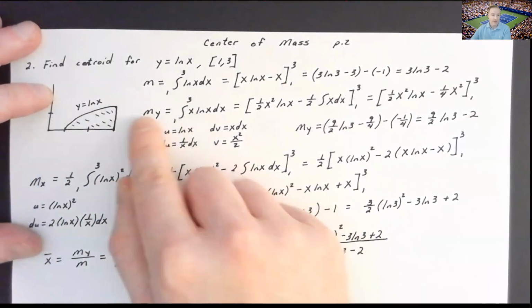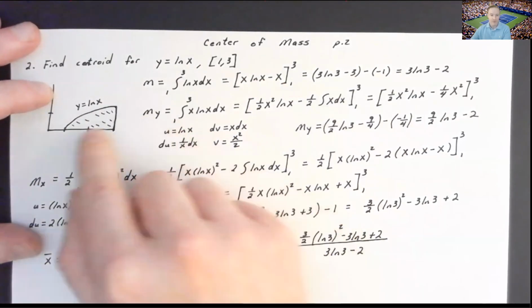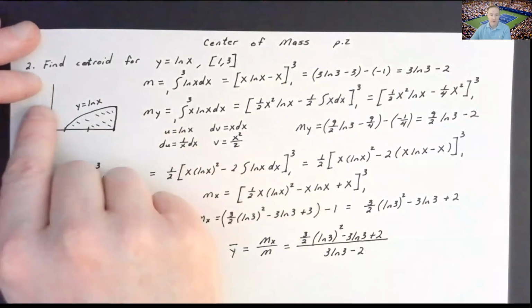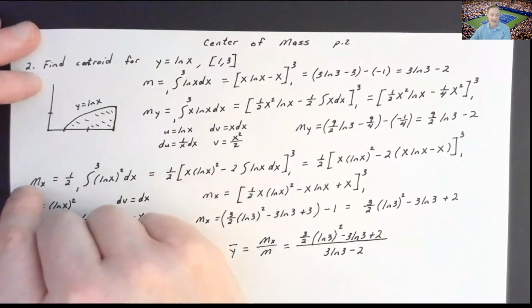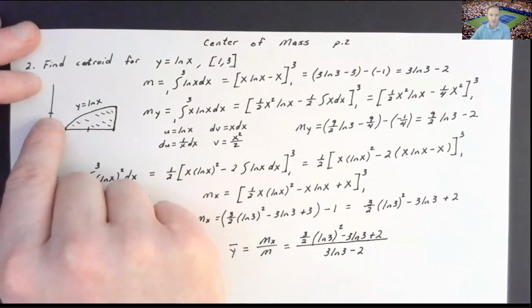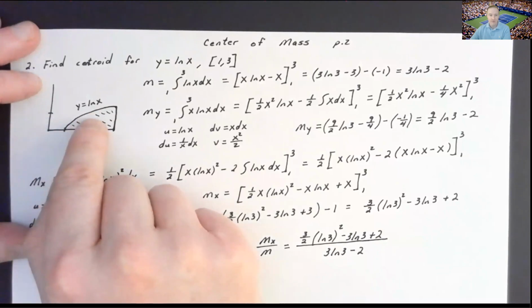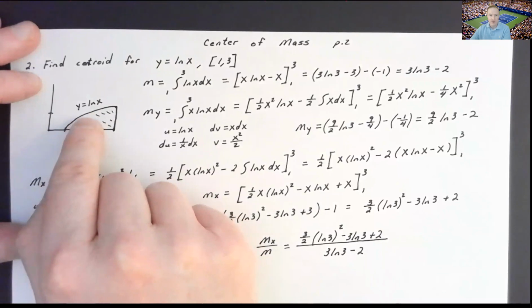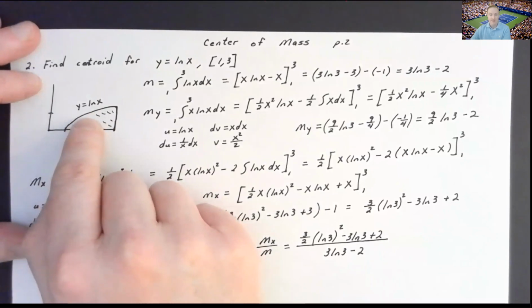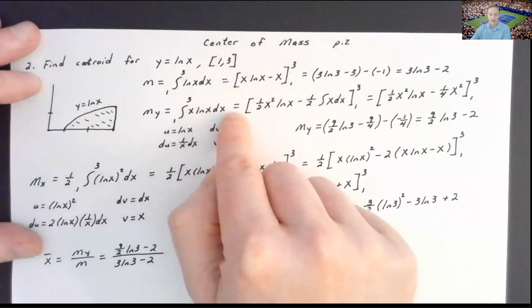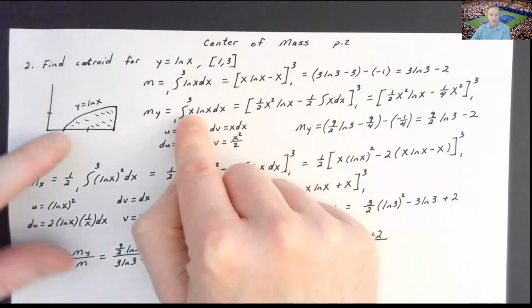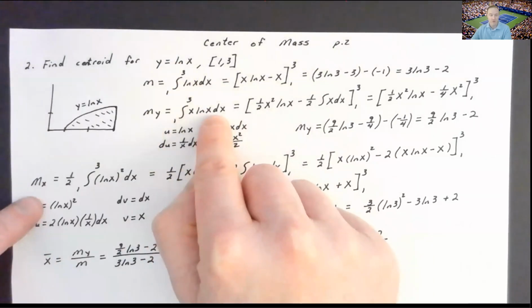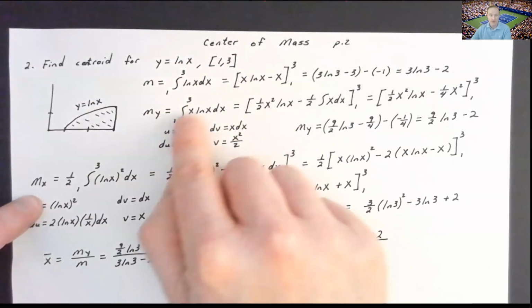Now, for the moment about the y-axis, that's going to be helpful in determining the average x value. The moment about the y-axis is the distance you are from the y-axis times the amount of material at that point. The distance you are from the y-axis is x, and the material is the natural log of x dx. So the moment about the y-axis is just x times our function f of x, the natural log of x, integrated again from 1 to 3.